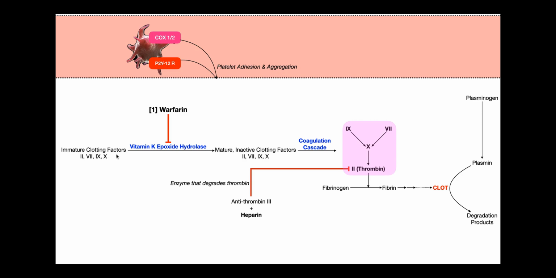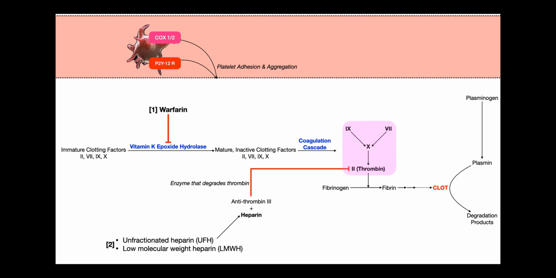They'll stay immature clotting factors that will never be able to function because they don't have that carboxyl group added onto some of their amino acids. So they'll stay immature. So if we inhibit this enzyme, that should inhibit coagulation. And that's the theory behind this. Warfarin, for that reason, is often called a blood thinner because it prevents clots from occurring by interfering with this enzyme.